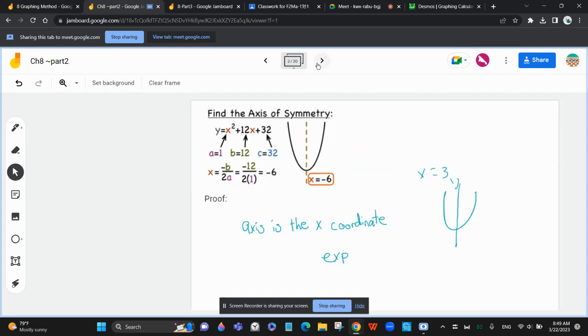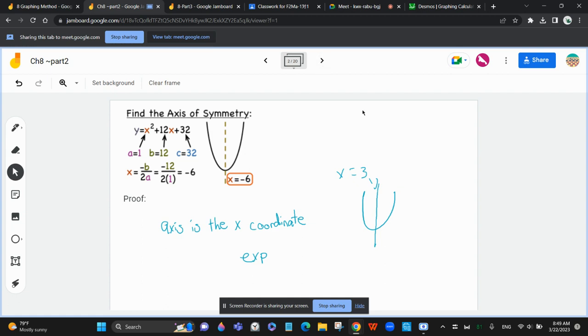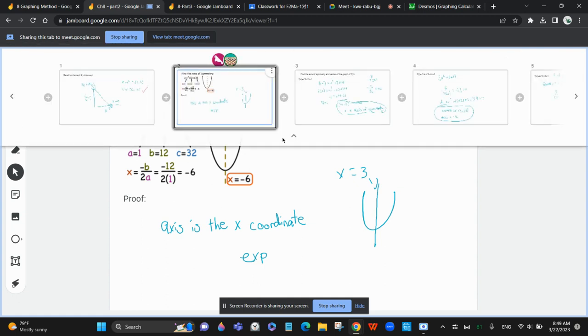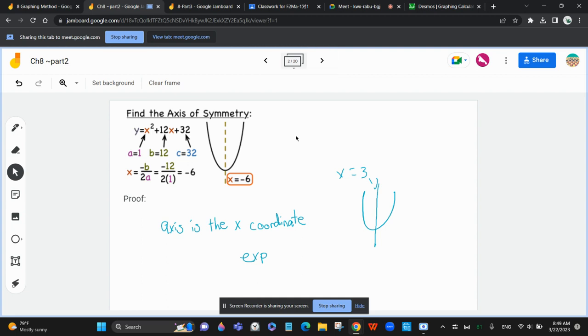Okay, yeah, and the next one is, to find the axis of symmetry, we have this formula: x equals negative b over 2a. And actually, the proof is from completing the square. So how do we find this negative b over 2a? We actually perform completing the square.